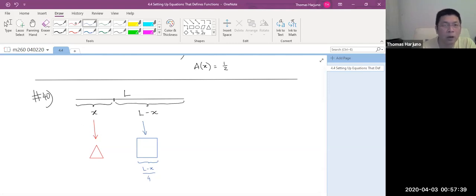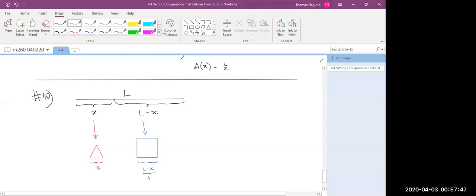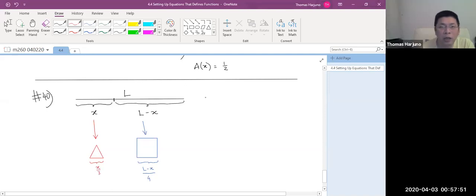Now, how about the side of this triangle? What is this? X over 3. That's x over 3. So, what is the area of the triangle? Half base times height. So it's 1/2 times the base x over 3. But what's the height though?